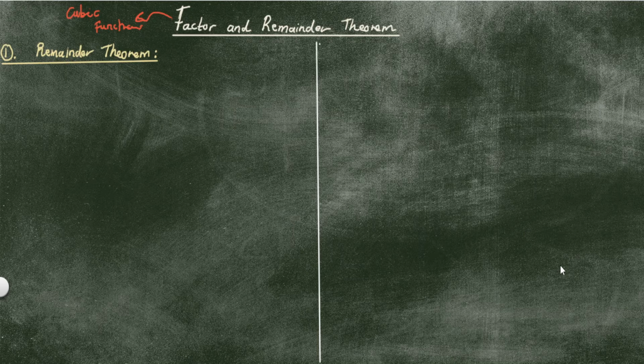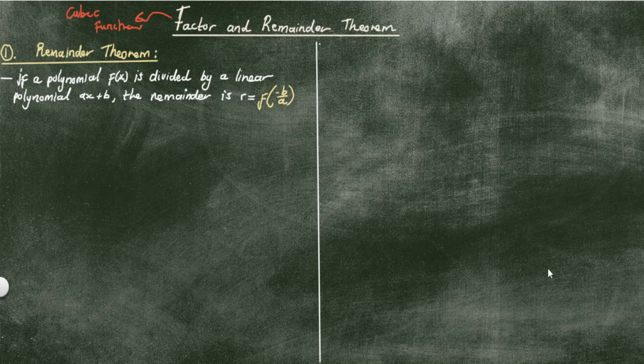So the remainder theorem states that if a polynomial f of x is divided by a linear polynomial ax plus b, the remainder is equal to this. So you basically take the linear polynomial, what you are dividing with, you equate it to 0 and then you solve for x. Whatever x is, you substitute into the polynomial f of x. It should give you a remainder that is a value. Let me show you what I mean.